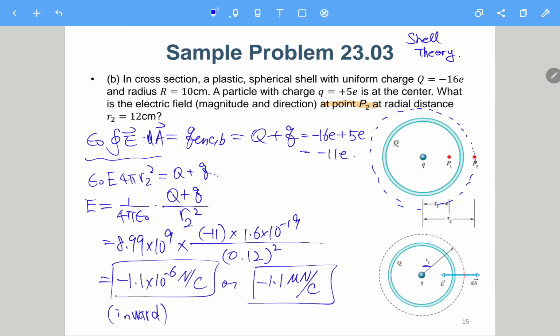You may have a question why we don't have a negative value here. Actually, you can just assume E to be pointing outward, so E and dA would point in the same direction rather than opposite directions. Then finally, if we come up with a positive answer, it means that the E field should point outward. If we have a negative answer, it means that the E field points in the opposite direction, which means it should be inward.